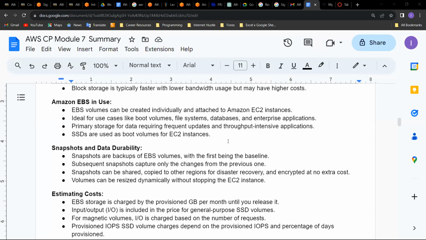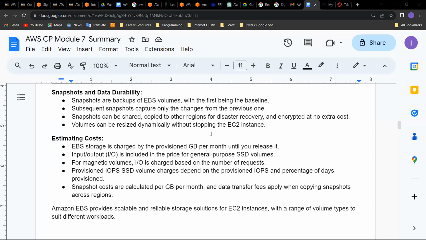And as I said, you can resize it without necessarily stopping your EC2 instance. You can just increase and then reduce the size, and it affects nothing, absolutely nothing on your volume.